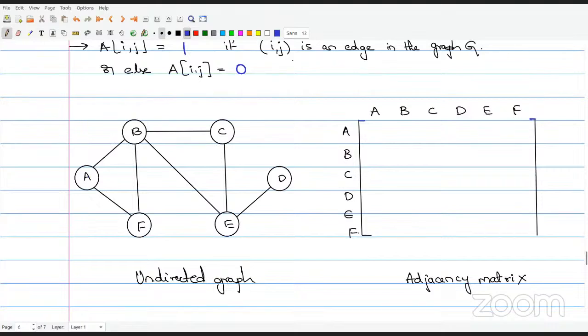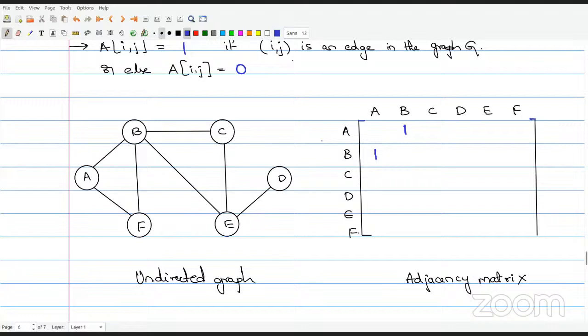For example, here you see there is an edge between A and B. There is an edge from A to B. From B to A, there is an edge. So from A to B there is an edge, so row A and column B, the entry should be 1. This 1 represents there is an edge from A to B. And here also there is an edge from B to A. It's an undirected graph, so from B to A also there is an edge. So here also we will give 1. Diagonally they will be symmetric.